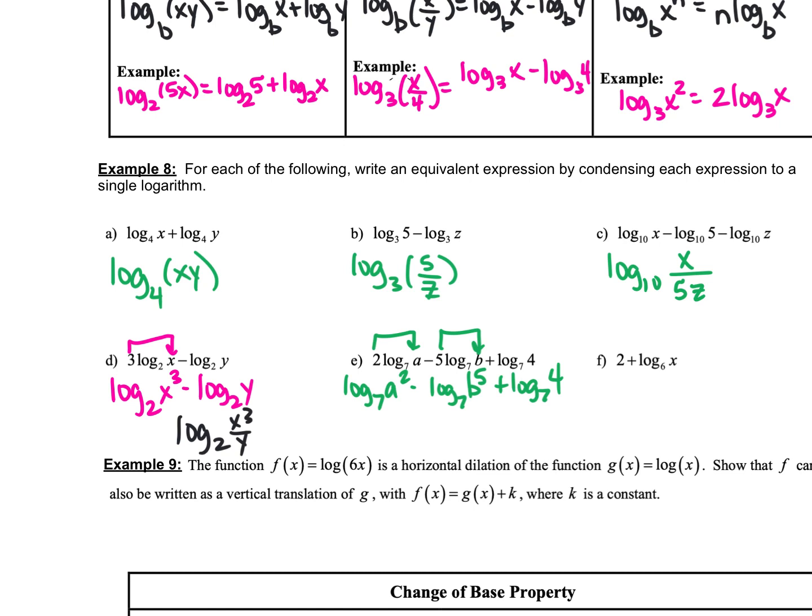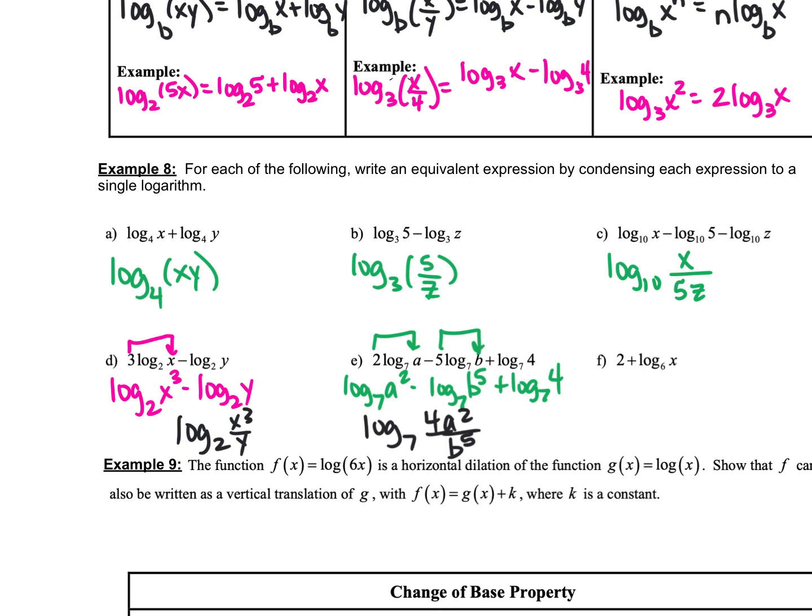All right, to make it one logarithm, so log base 7, a squared, and then minus b to the 5th, what are those two things going to do? They're going to divide. So a squared divided by b to the 5th, but plus a 4 would do what? Multiply, so it's going to go on the top. Good. Okay, it's going to go on the top.